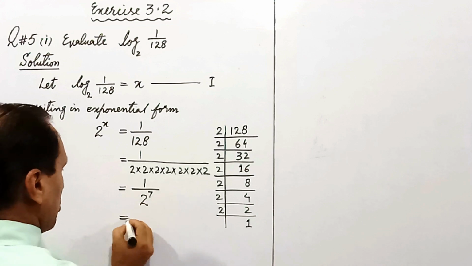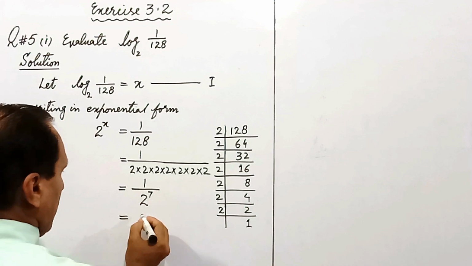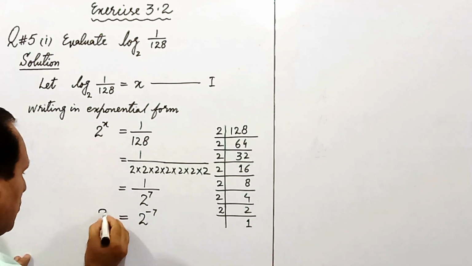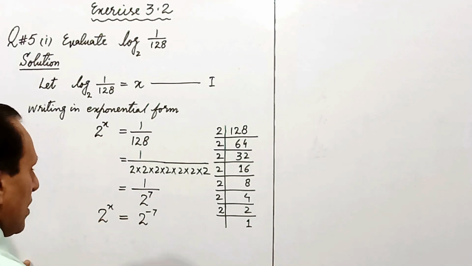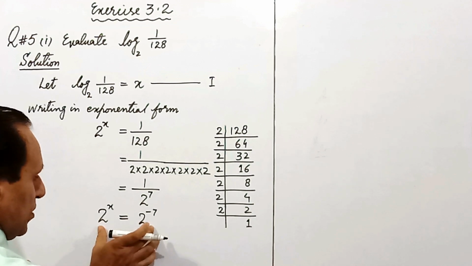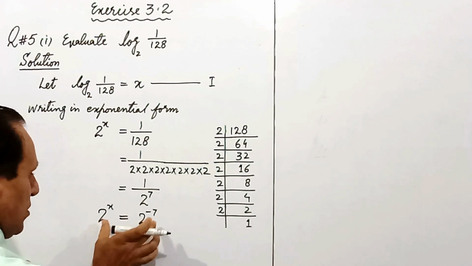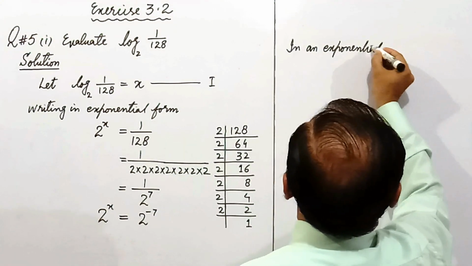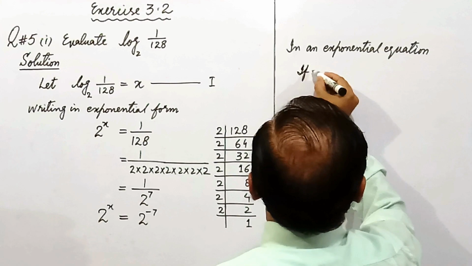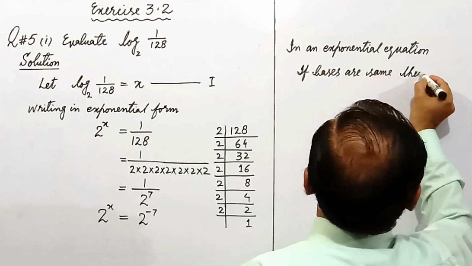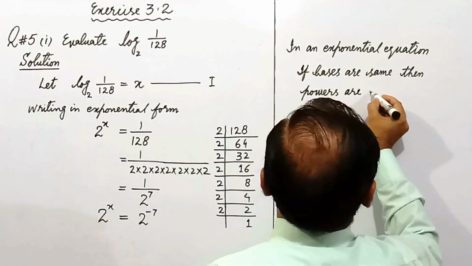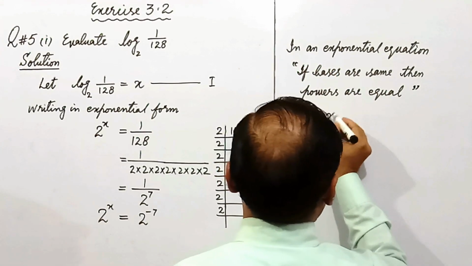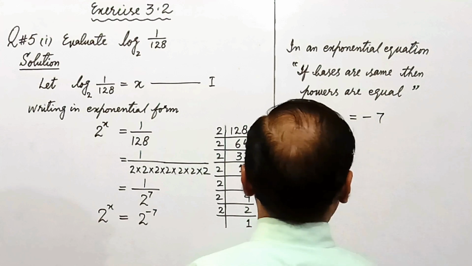And according to the law of quotient of power with same base, we can write as 2 raised to power minus 7. Left hand side we carry 2 raised to power x. As this is an exponential equation and their bases are same, then the powers are equal. Therefore, we can write x is equal to minus 7.